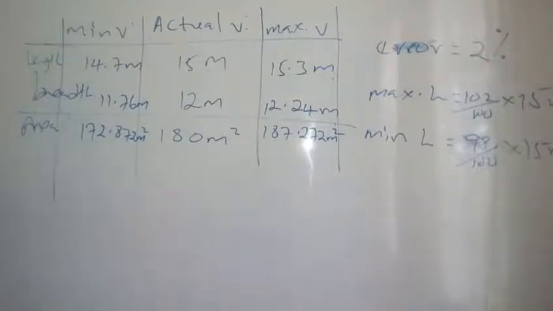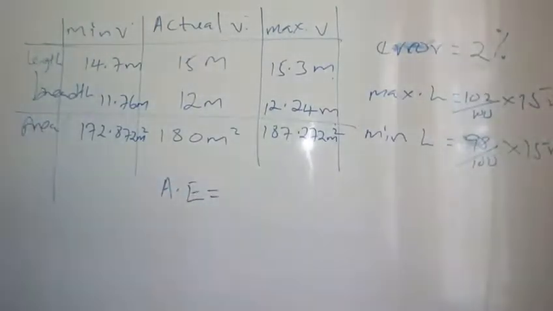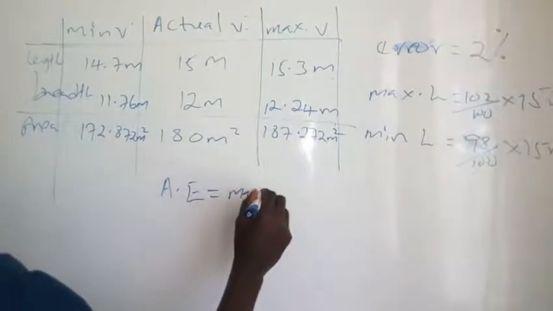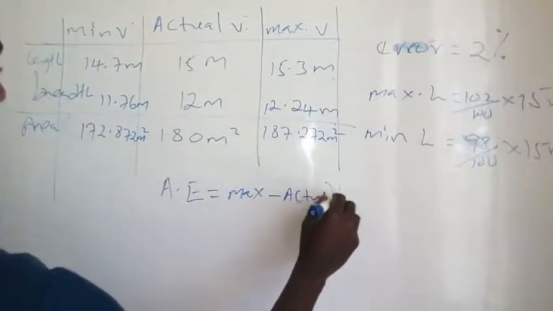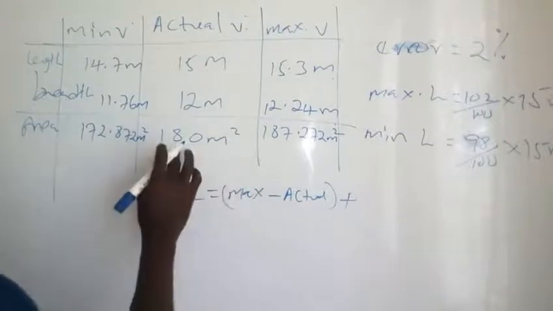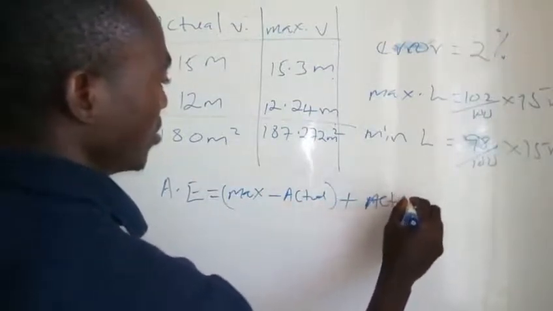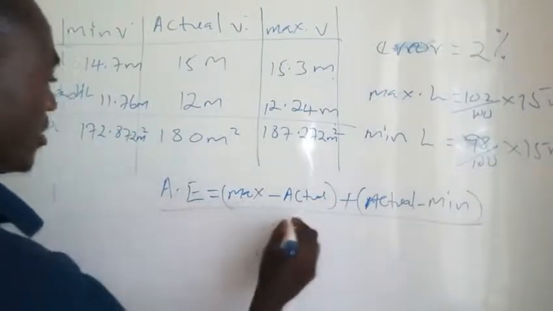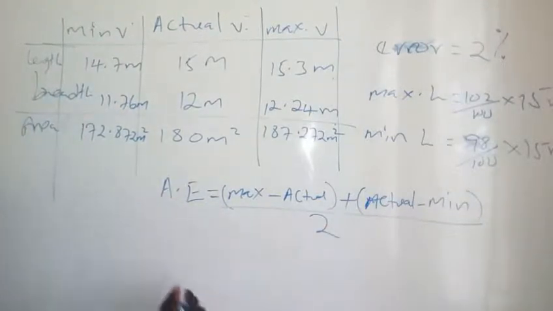The next thing to calculate, what we were asked, was the absolute error. Absolute error is given as maximum area minus actual, plus actual minus minimum. When you do that, you divide your answer by 2.